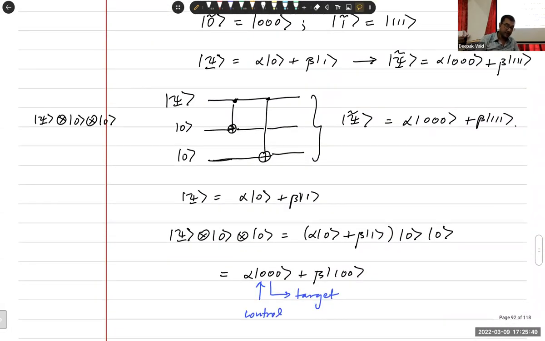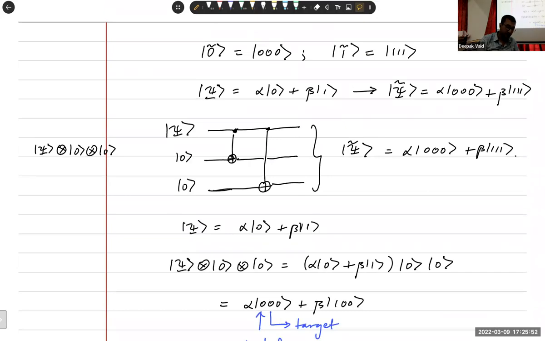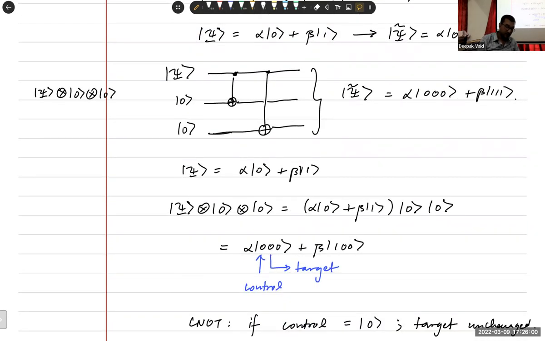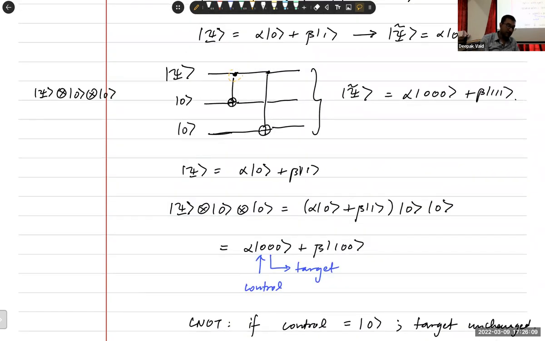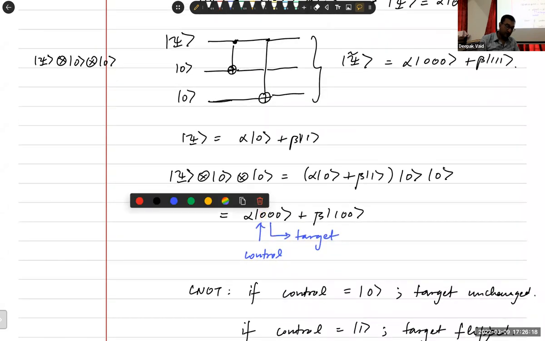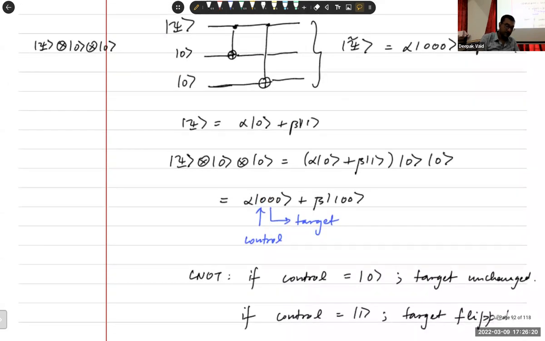if you take this circuit, right, and you apply the first C naught gate, so you write psi as alpha 0 plus beta 1, you apply the first C naught gate, what happens? You start with this state, you apply the first C naught gate. Now, when you apply the C naught gate, this is the control and this is the target, right? So this first bit is the control, the second bit is the target.